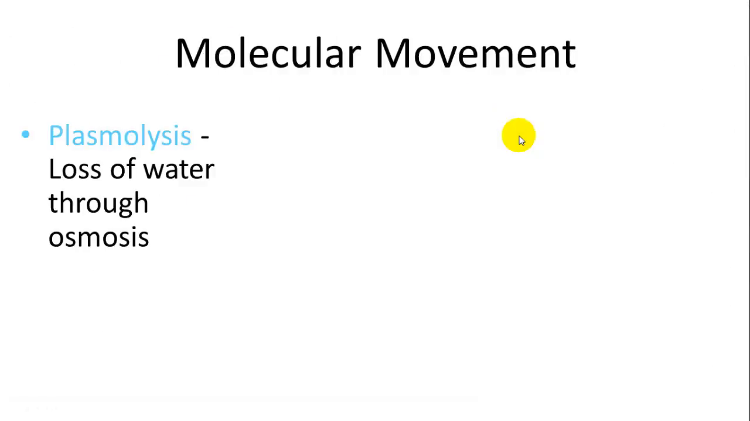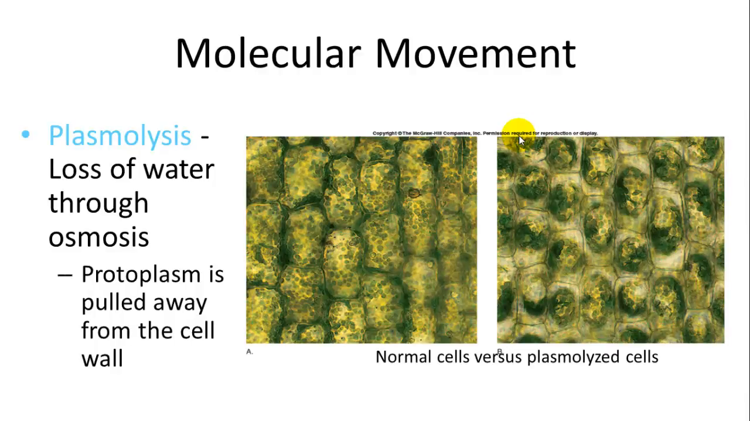So what will happen is if you have too much water leaving the cell, the protoplasm will be pulled away from the cell wall. So the outer part of the cell will get pulled away from the cell wall. So here's a normal cell, and these are plasmolyzed cells. So you can see the central vacuole has reduced, and all the cell parts are pulled away from the cell wall.